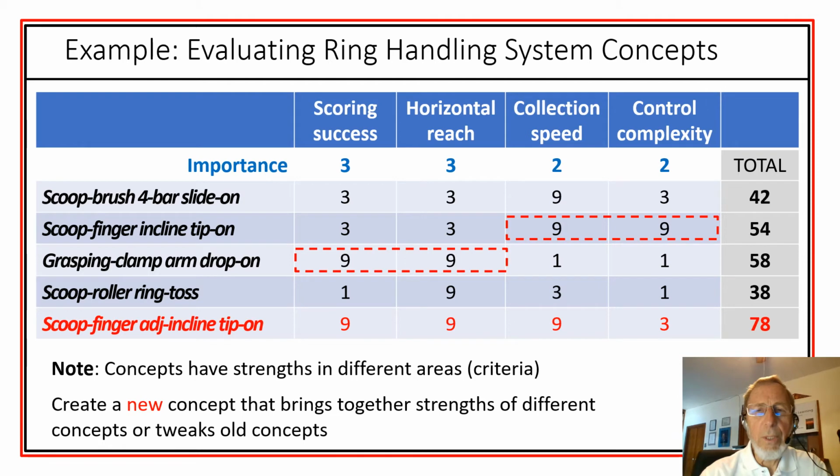So here we see that our scores become 3 9s and a single 3. The 3 shows that we've actually increased the complexity, so scored a lower score for complexity, because now we have the additional need to control the elevation of that incline. You see our score overall is significantly better, which says that this new idea appears to be a much better concept.